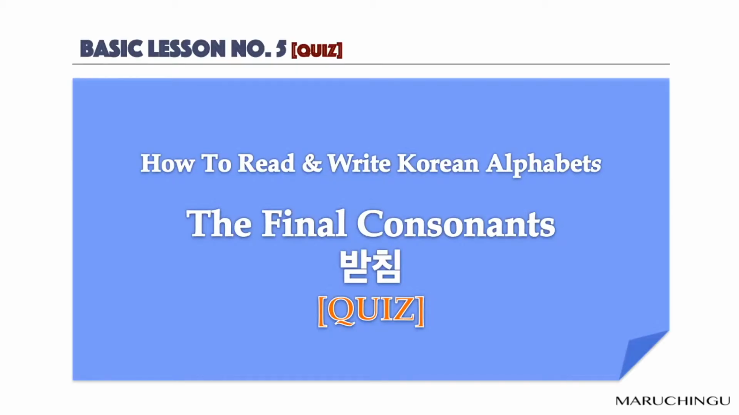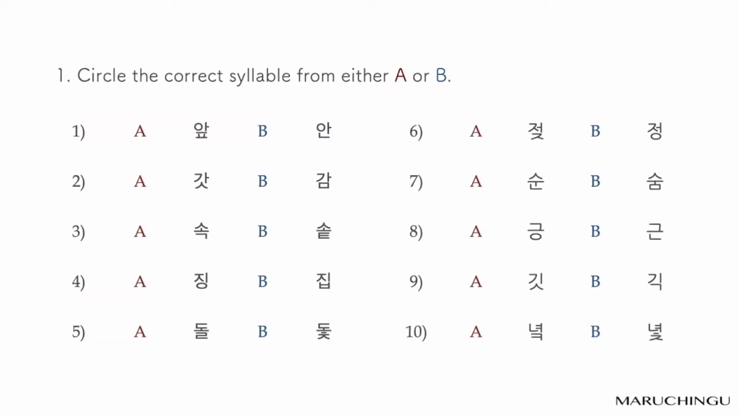Let's start. Basic lesson number 5. How to read and write Korean alphabet. The final consonants, Batchim. Quiz. Number 1. Circle the correct syllables from either A or B.